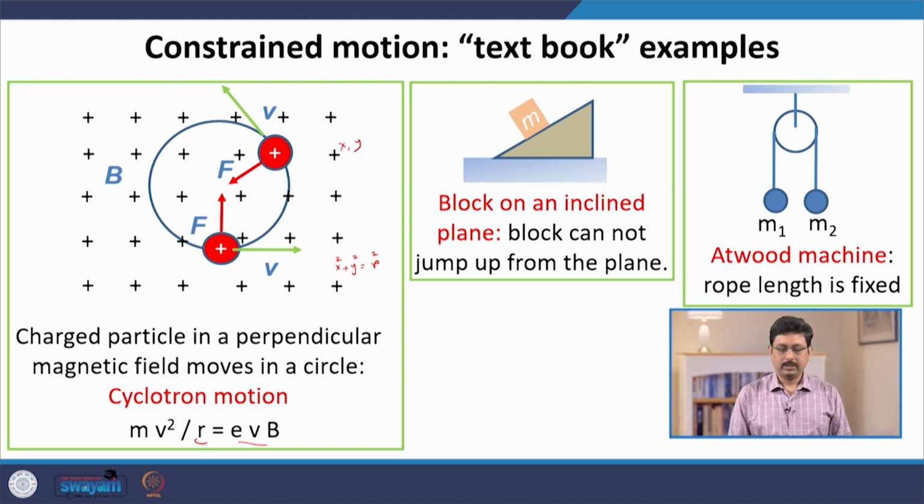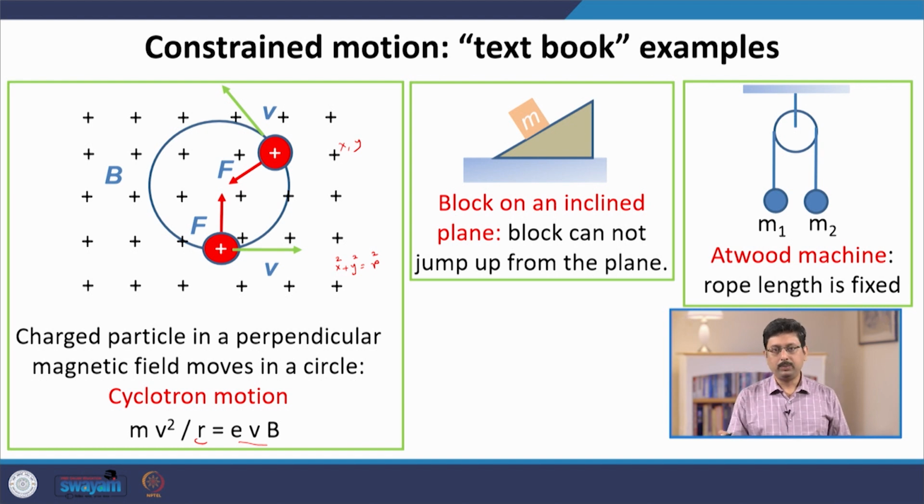Another example is a block on an inclined plane, a very famous problem. We are going to analyze it soon, perhaps in the next week. In this case the block cannot jump up from the plane, so it is constrained to move along the inclined plane. It could be a one dimensional or two dimensional motion, but not three dimensional. This is a constraint which is not usually stated and is very obvious, but it is there.